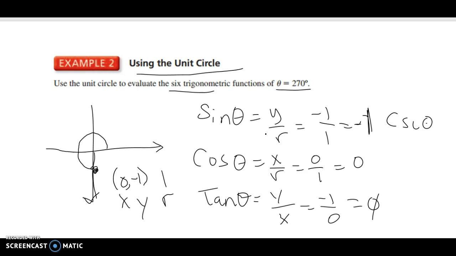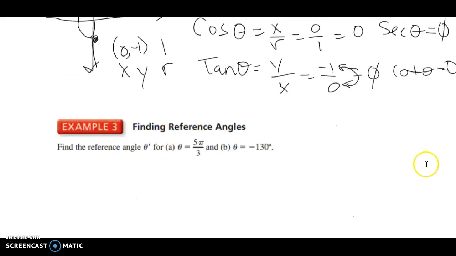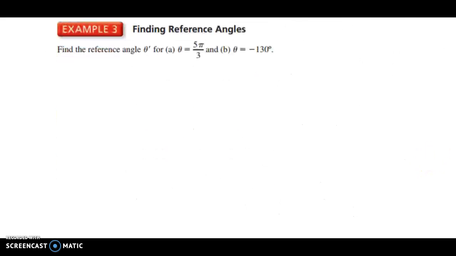Now let's do the other 3, which are just reciprocals. Well, -1 flipped over is simply -1. Secant, when you flip 0 over, 0 goes to the denominator, which makes it undefined. And cotangent, flipping undefined over, or flipping 0 onto the top, makes it 0 over -1, or 0. Next, let's talk about finding reference angles, because not every angle is going to land on the unit circle and we can use the unit circle.